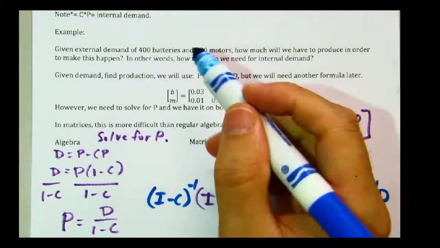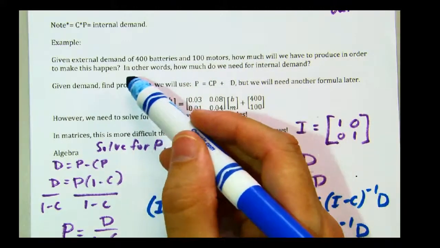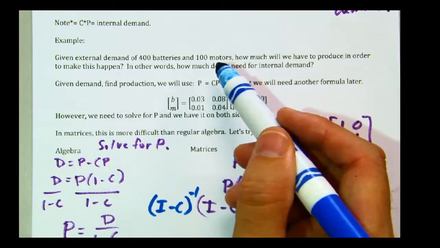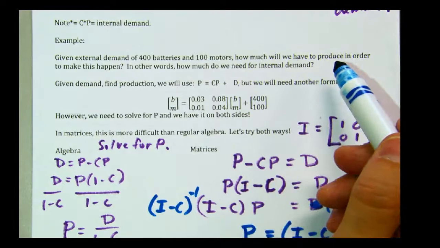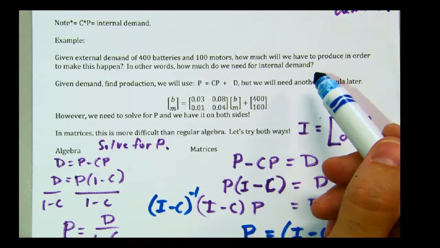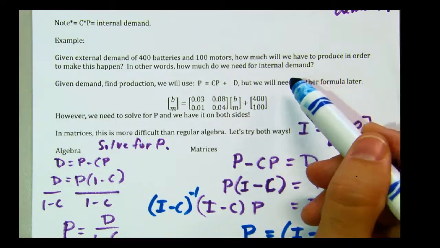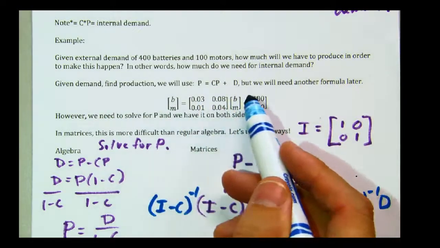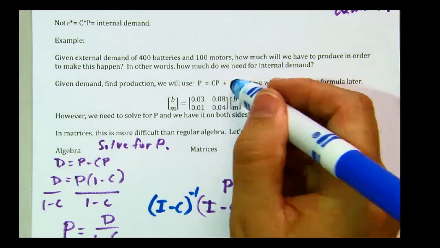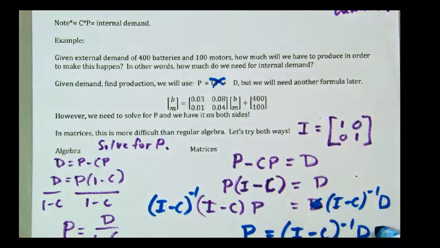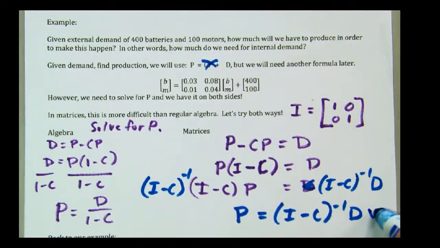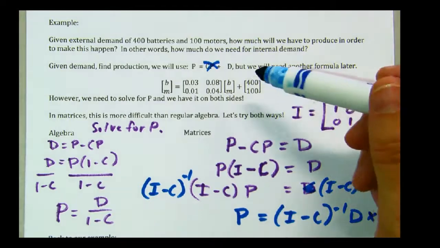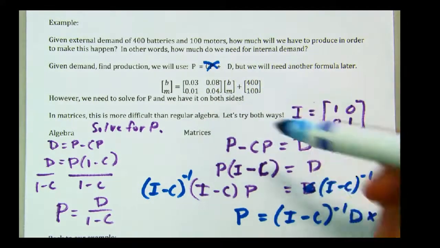But now if I look at this example, I'm given an external demand of 400 batteries and 100 motors. How much will we have to produce in order to make this happen? And then also, how much do we need for internal demand? So given demand, find the production that we'll use. This equation I can't really use, so I'm going to be using this one down here. With this, we need to solve for P.